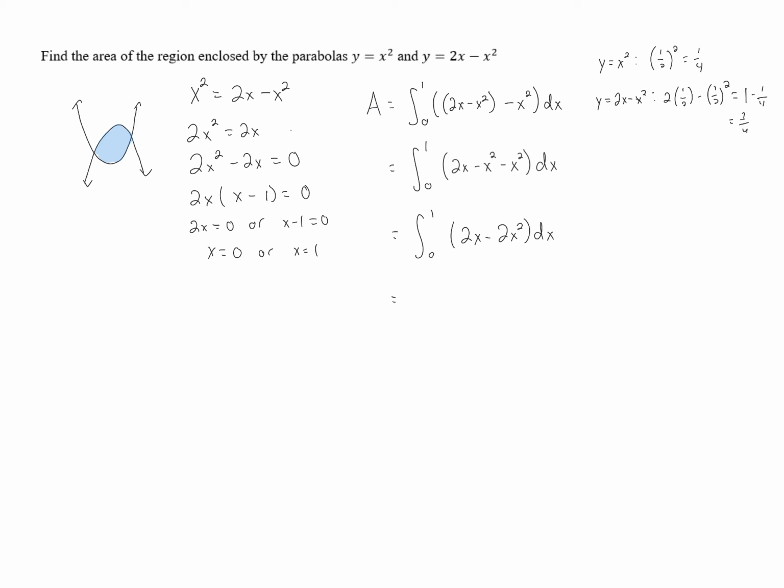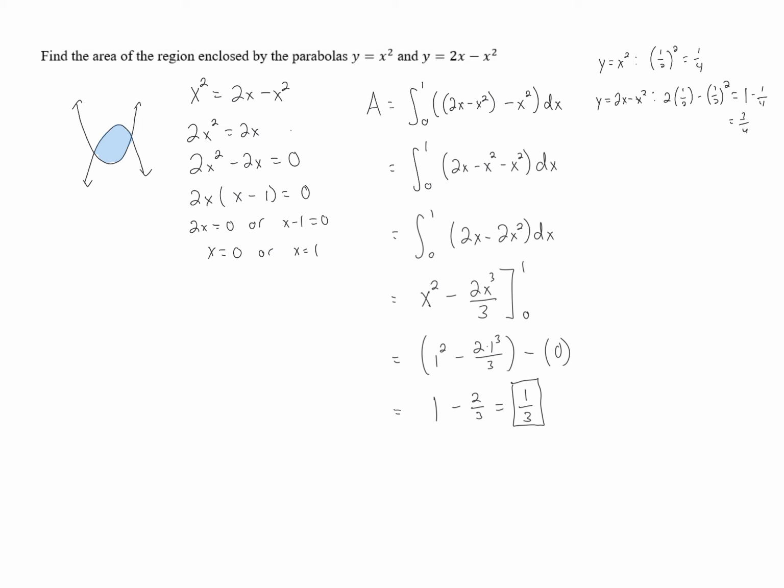And then we can find that antiderivative. The antiderivative of 2x is x squared. And then we're going to have minus 2x cubed over 3, evaluating these at 0 and 1. And so that's going to be 1 squared minus 2 times 1 cubed over 3 minus 0. When you plug in 0 for those x's, you get nothing. And so we've got 1 minus 2/3, and 1 minus 2/3 is just 1/3, which is the area of the region in between those curves.